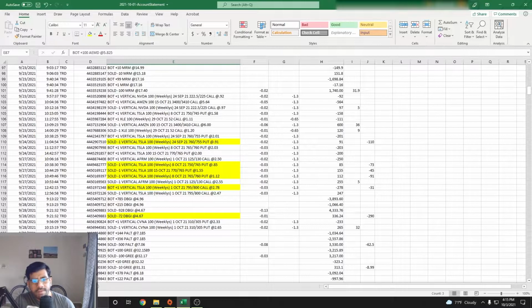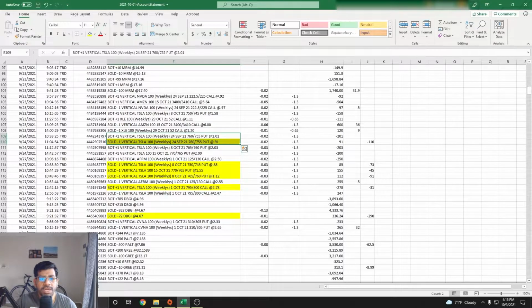I made so many mistakes that day. My first trade was Tesla. If you see here, this was my first trade on Tesla. Lost $110. I should have stopped there.